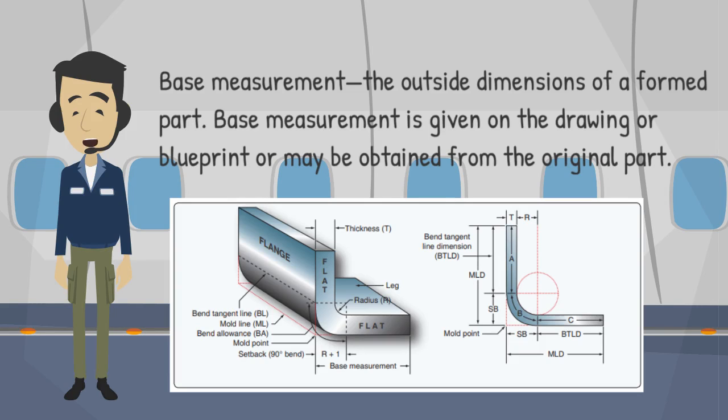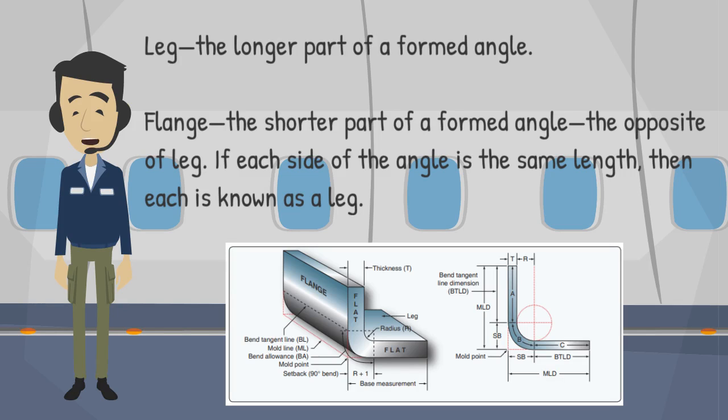Base measurement: the outside dimensions of a formed part. Base measurement is given on the drawing or blueprint, or may be obtained from the original part. Leg: the longer part of a formed angle. Flange: the shorter part of a formed angle, the opposite of leg. If each side of the angle is the same length, then each is known as a leg.